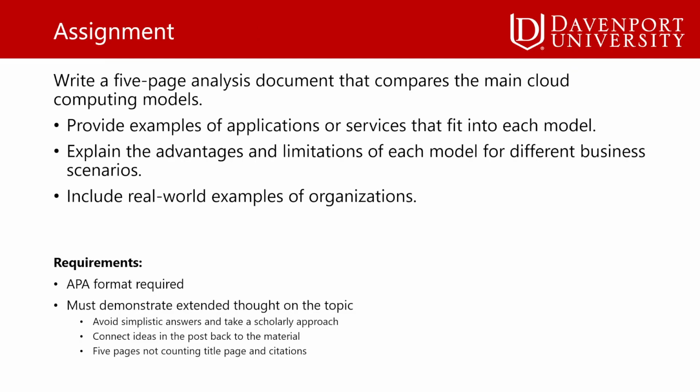For the assignment, we're going to write a 5-page document that compares the main cloud computing models within an organization. So find an example of a real-world organization where these models have been used. Provide examples of applications or services that fit into each of these models, and explain the advantages and limitations of each of these models for the different business scenarios that you present. Again, this is going to have to be in full APA format, and it must demonstrate extended thought on the topic, so avoid simplistic answers.